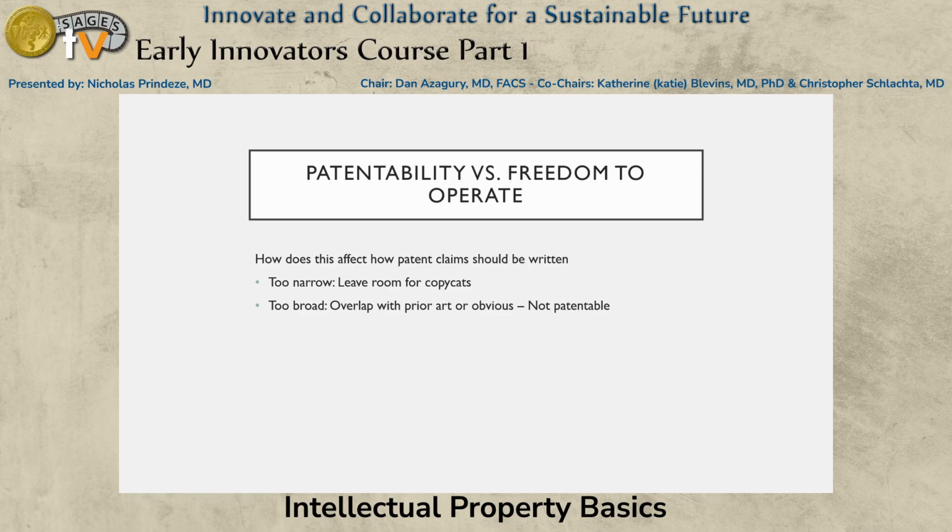So where do you take this? And it's how do you actually write your claims in your IP? And it's a fine line. So if it's too narrow, you're going to leave room for copycats, meaning that people can write around you. You can't be ultra specific in your claims. But if it's too broad, you actually won't be able to get it through either, in that either it will overlap with other material, or it's just going to be obvious. So it's a fine line that we have to walk.